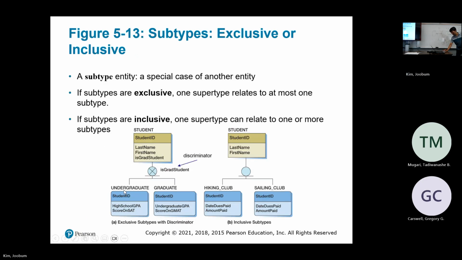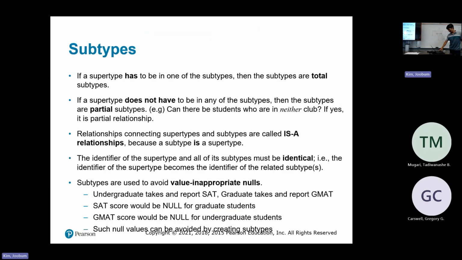So in this case, the score on GMAT should be null for undergraduates, but the score on SAT should be null for graduate students. Okay, we use those null values.